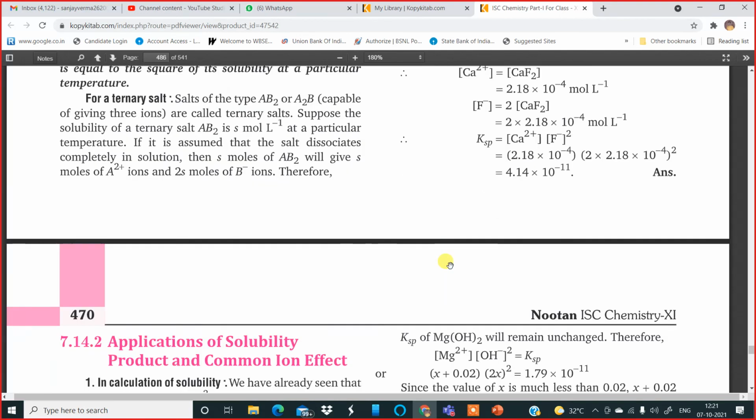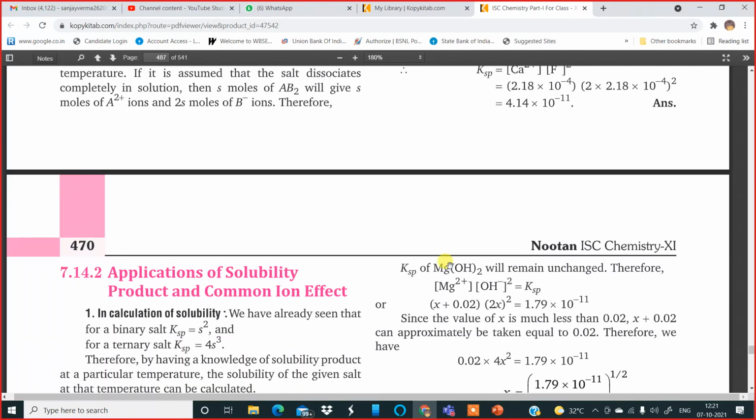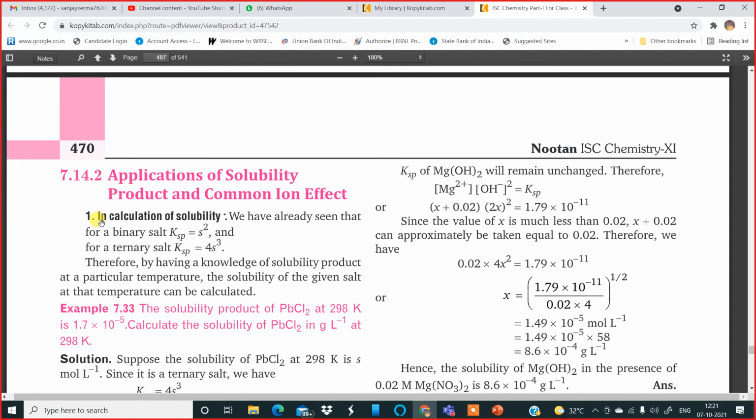Now, where do we apply the concept of solubility product and common ion effect? The first one is in the calculation of solubility, for which we have already seen examples. For a binary salt, Ksp is s squared. For a ternary salt, Ksp is 4s cube. Therefore, by having knowledge of the solubility product at a particular temperature, the solubility of a given salt at that temperature can be calculated.